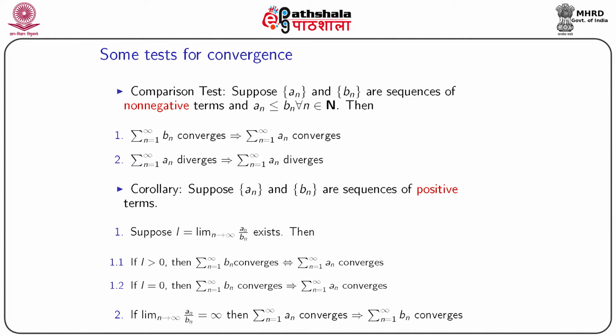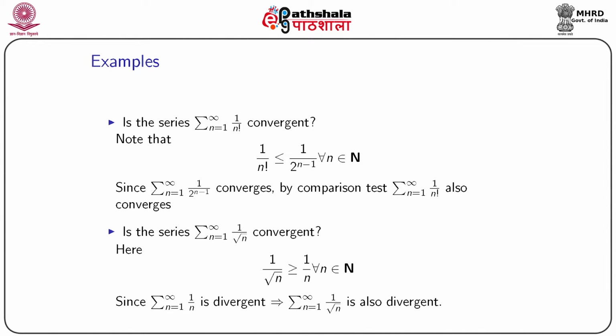that implies the sum over n from 1 to infinity of a_n also converges. The second corollary that we have is that if the limit as n tends to infinity of a_n over b_n is equal to infinity, that means if the sum over a_n converges, that implies b_n also converges. Now this is called the comparison test. So if you want to find the convergence of a particular series, you have to compare it with a different series.